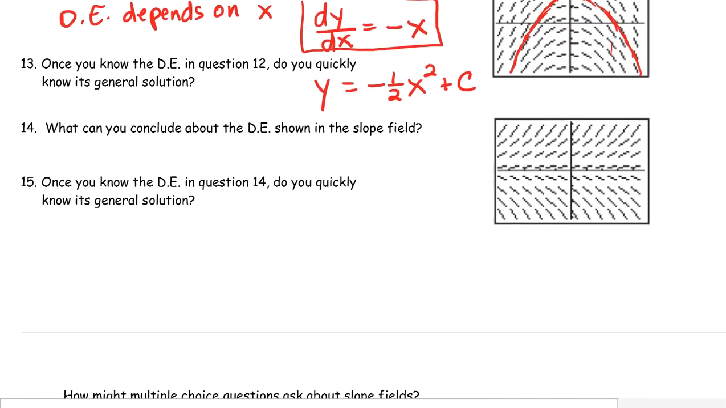All right, the next slope field, what do we notice? And again, I see horizontally that these are consistent. So the first thing that's always apparent is that it depends only on one variable. That's not always going to be the case, of course. So the differential equation depends only on y.